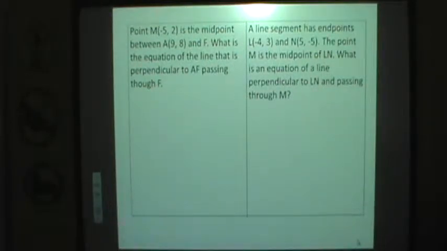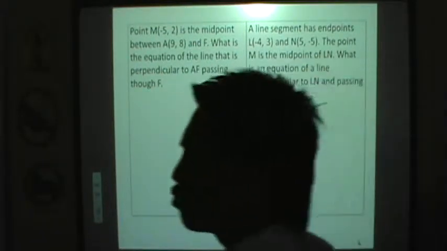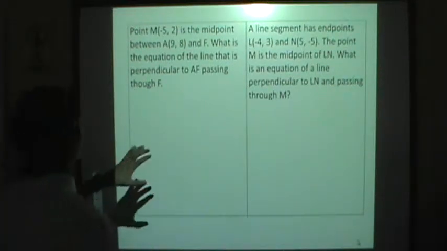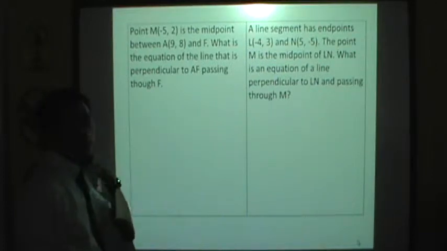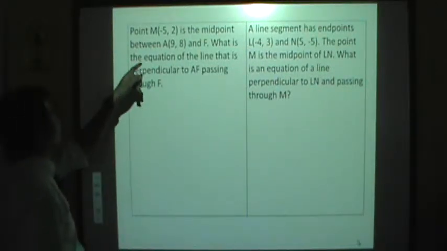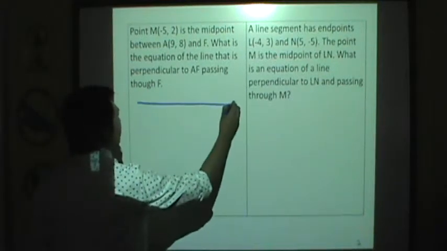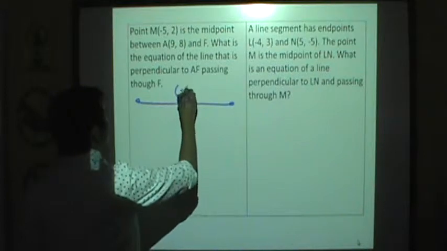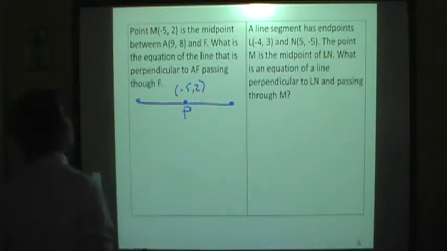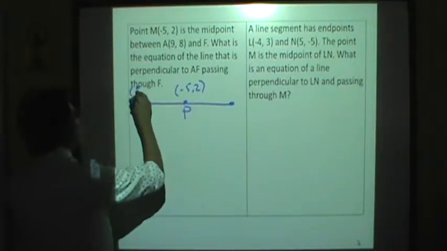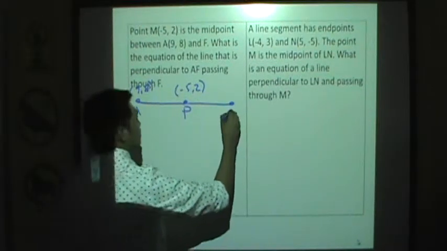Okay, this problem is really interesting, and I'm pretty sure you're going to have at least one similar to this on your EOC. So here we go. Point P is the midpoint, which is (-5, 2), and between A and F. So I assume this is A, which is (9, 8), and then there's going to be the F.